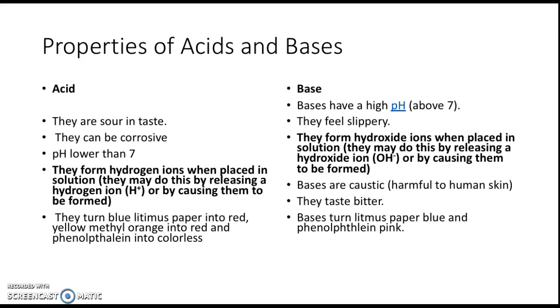When we have bases, bases have a pH level higher than 7. They are slippery. They form hydroxide ions, hydroxide, which is an OH minus ion, when they're in solution. Bases are caustic, so they're very harmful to the human skin. They taste bitter. Remember when we tasted the tea in the classroom? Yeah, that's a base. And then they turn red litmus paper blue, and they turn phenolphthalein pink.